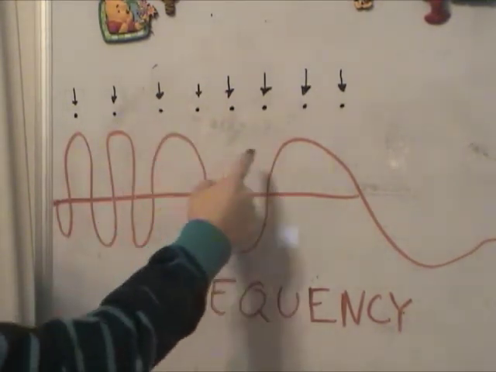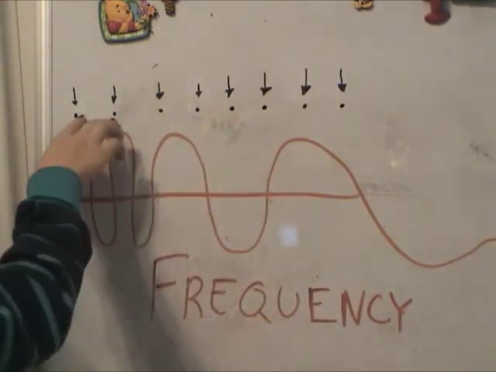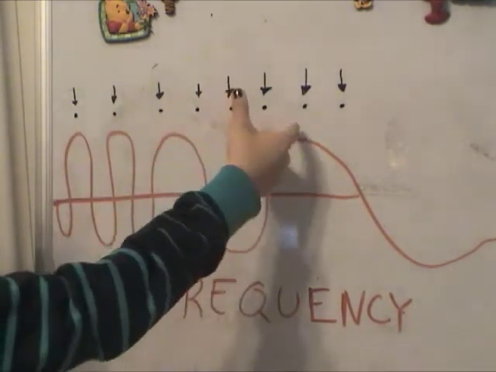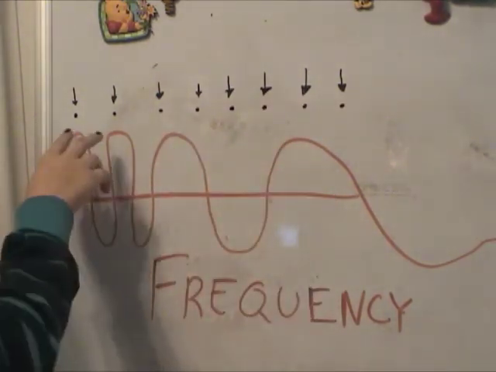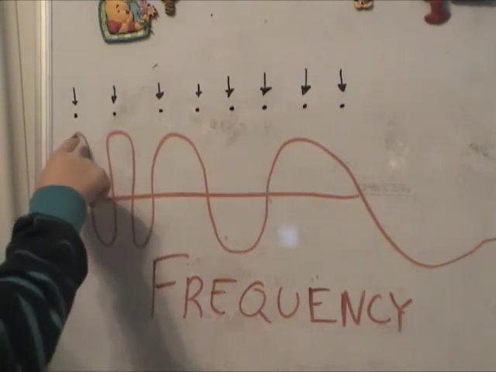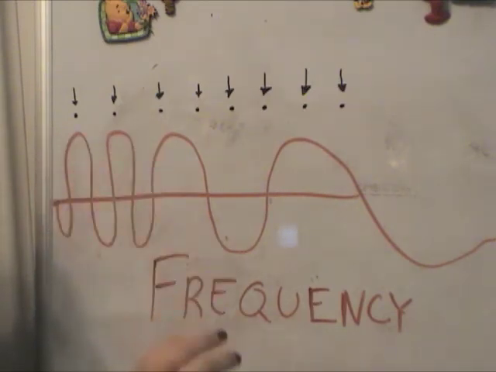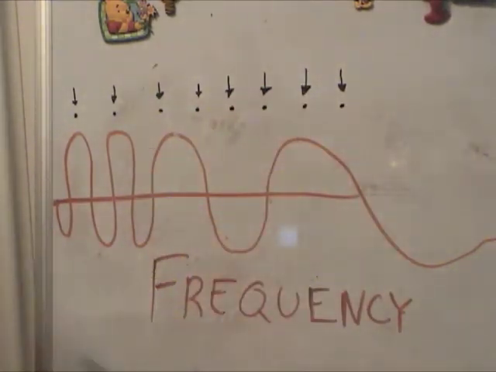You see how this crest is passing over the same exact point multiple times? Well, multiple crests are passing over this point, while this has only one beat passing. And this means that this is a higher frequency, and this is a lower frequency. The longer the wavelength, the lower the frequency is.